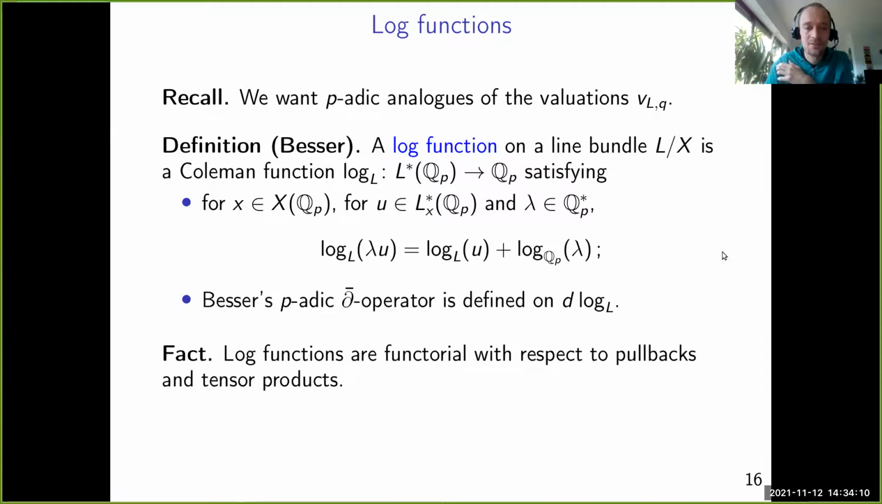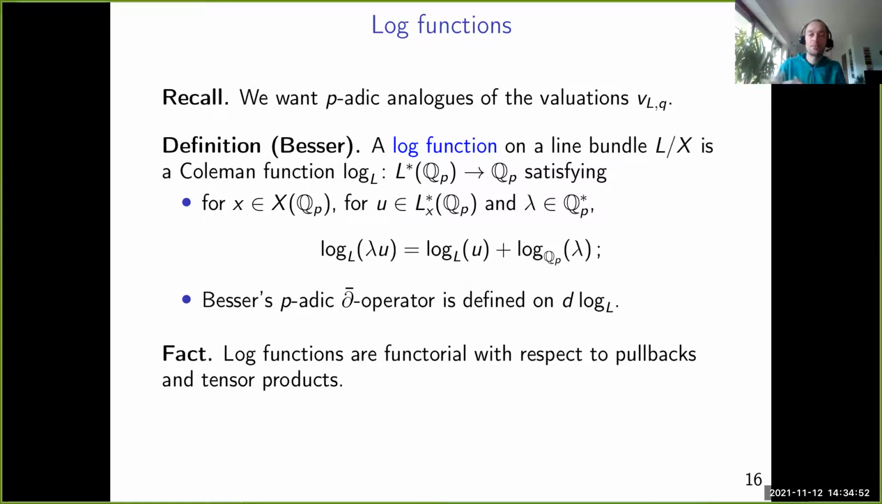There's a second technical condition, which I didn't spell out, but it amounts to saying that this del-bar operator is well defined when you take d log L. So d log L is going to be a Coleman differential form, and this will then live in this subspace where del-bar is defined. We'll see why this is important in a second. You can build a whole theory using these log functions, they're functorial. What Besser did 15 years ago was to essentially redo Faltings' calculus on arithmetic surfaces, which is some one-dimensional Arakelov theory, in a p-adic setting.